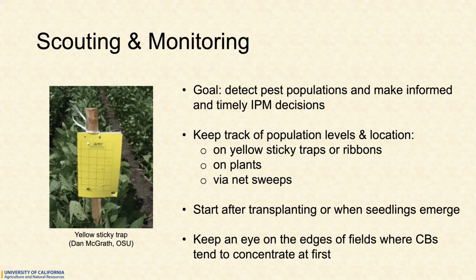And you can start scouting and monitoring after transplanting or when seedlings start to emerge. So really early, I just want to emphasize the earlier you can start this, the better. You can keep an eye on the edges of fields where cucumber beetles tend to concentrate at first. So maybe there's areas you think they're going to be early on, so you can be kind of strategic about where you put traps. Generally, though, it's good practice to space them evenly wherever you decide to put them.